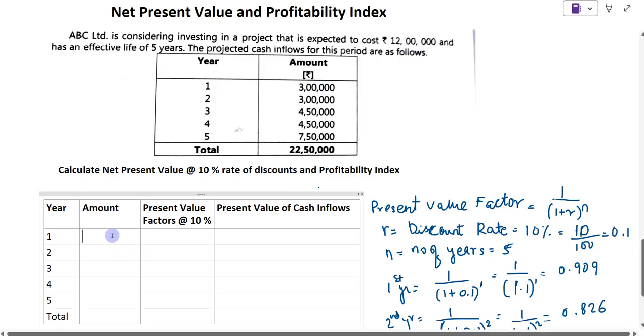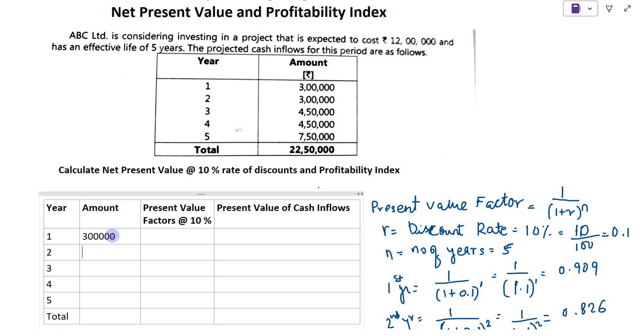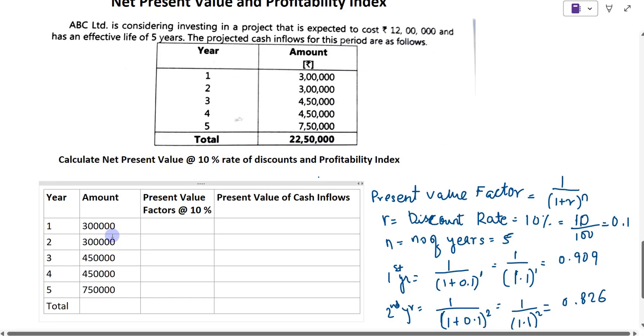Write the same amount. For the first year it is 3 lakhs. Second year also 3 lakhs. Third year 4 lakh 50,000. Fourth year 4 lakh 50,000. Fifth year the amount is 7 lakh 50,000. So the total is how much? 22 lakhs 50,000.